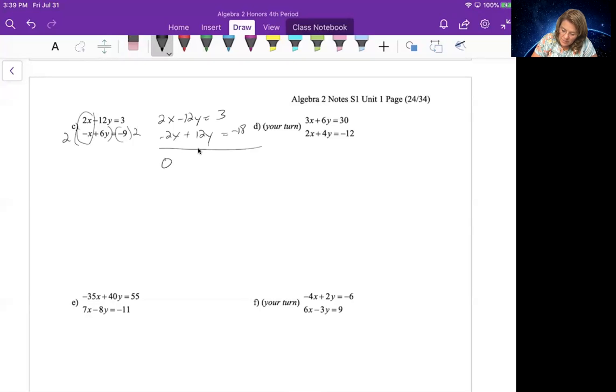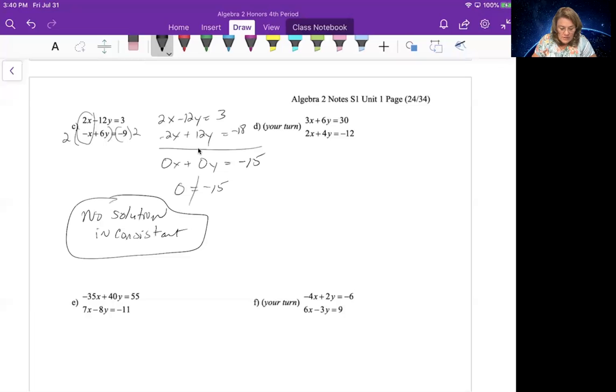And I get 0x plus 0y equals negative 15. So what does that tell you? What do you think that means? Is 0 equal to negative 15? Is that true? No, that is not true. And so this is no solution, or they are inconsistent. There is no solution. All right, let's continue on.